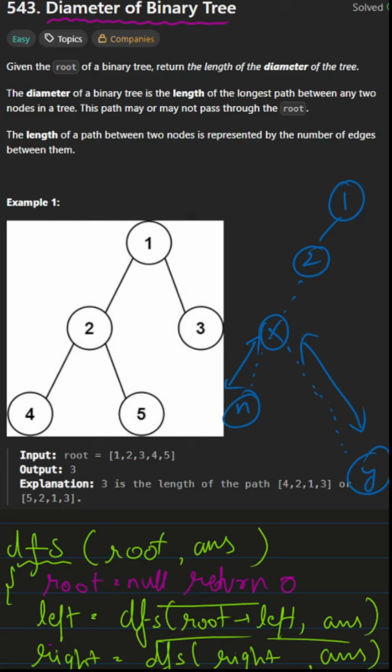Hello everyone, today we are solving the diameter of the binary tree. Now the diameter of the binary tree is the length of the longest path between any two nodes in the tree. This path may or may not pass through the root.